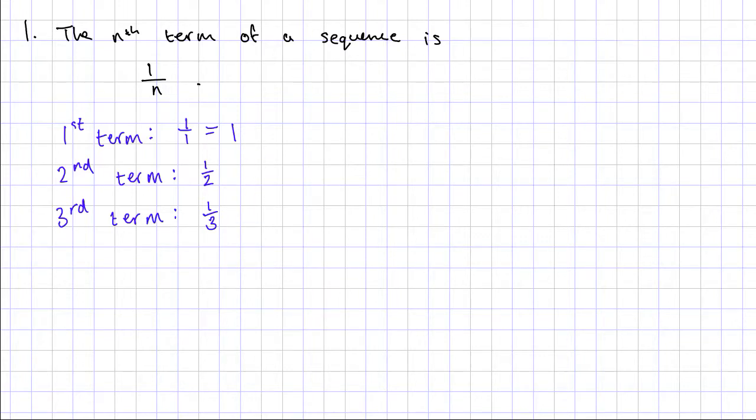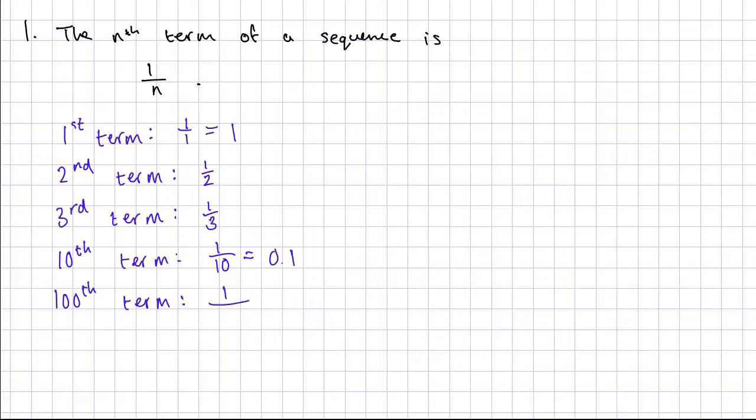So I'm just going to skip a few and see what happens. I'm going to go to the 10th term. 10th term is 1 over 10. Okay, I'll just write this as a decimal as well, 0.1. And I'll go to the 100th term now. Okay, and this is going to be 1 over 100, and that's equal to 0.01.